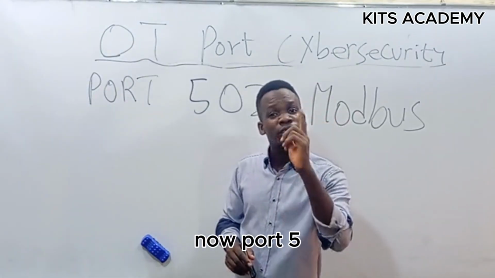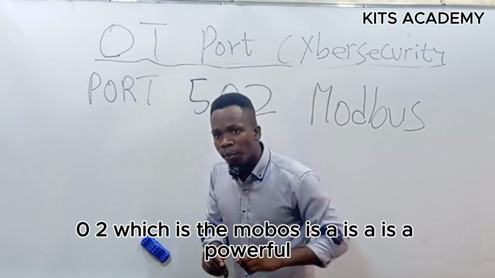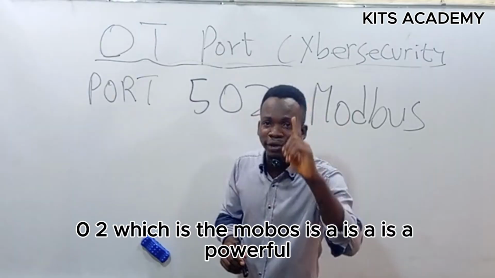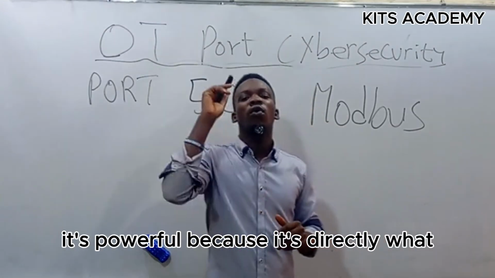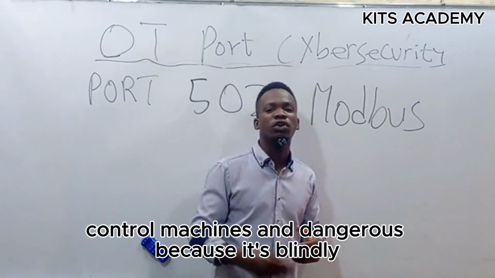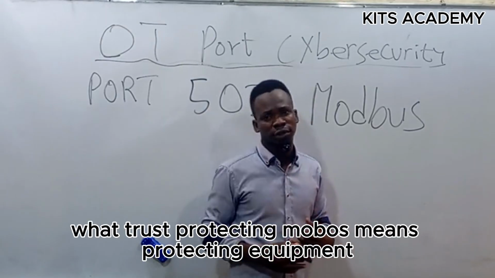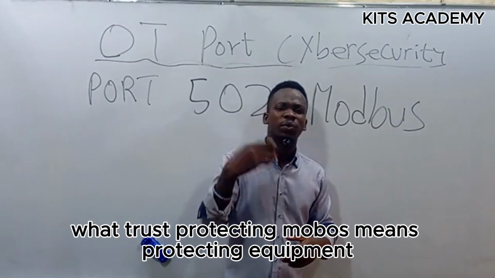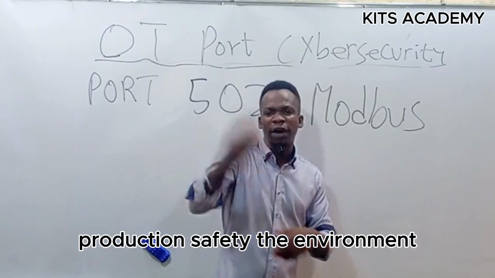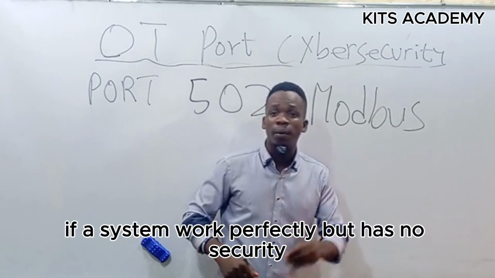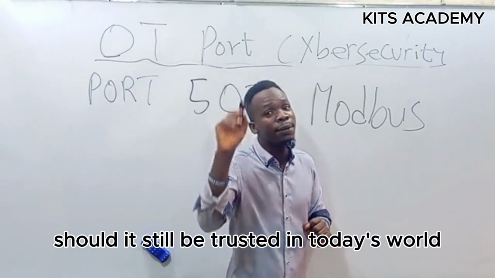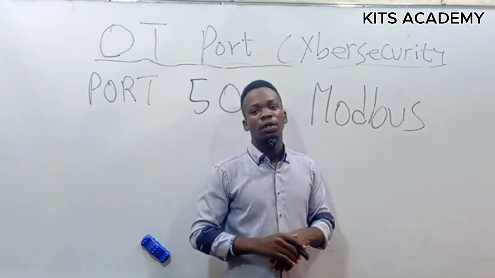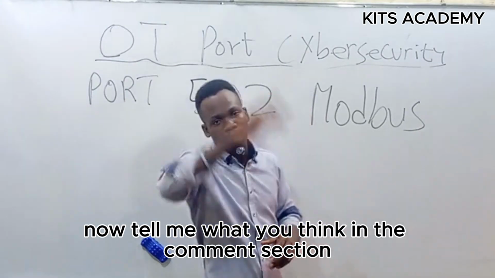Now port 502, which is Modbus, is powerful because it directly controls machines, and dangerous because it blindly trusts. Protecting Modbus means protecting equipment, production, safety, and the environment. If a system works perfectly but has no security, should it still be trusted in today's world? Now tell me what you think in the comment section.